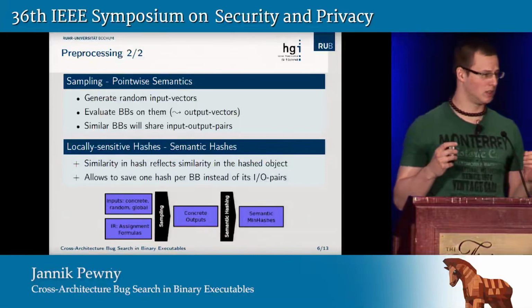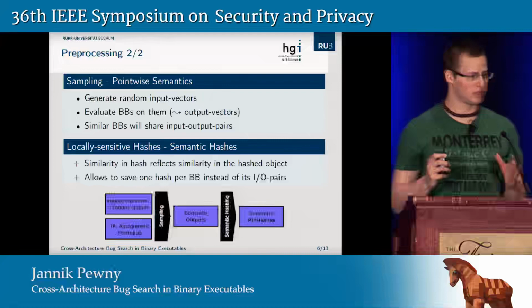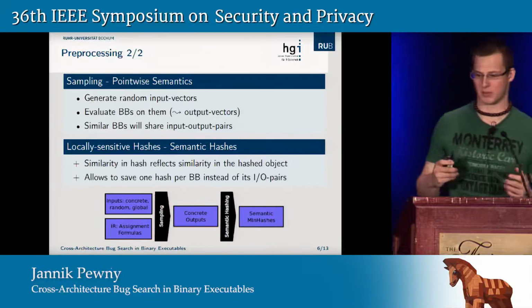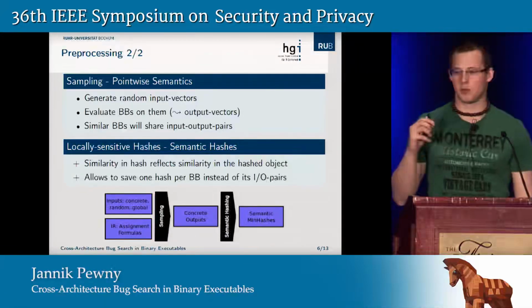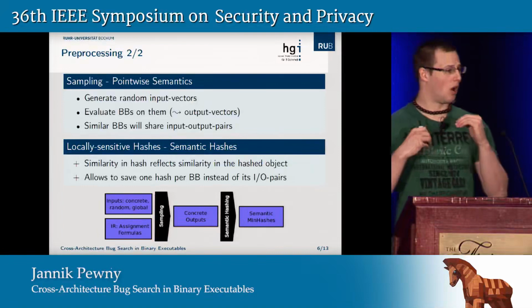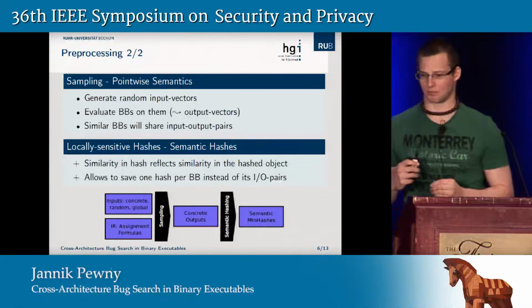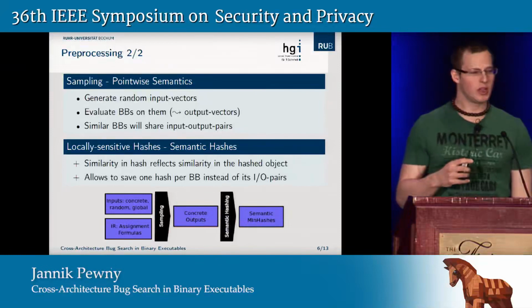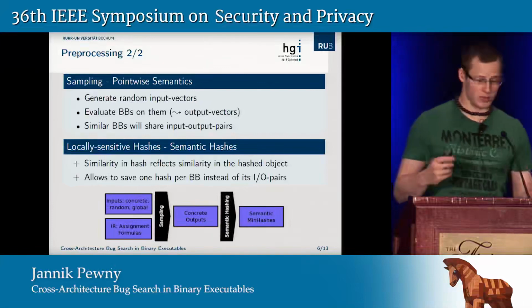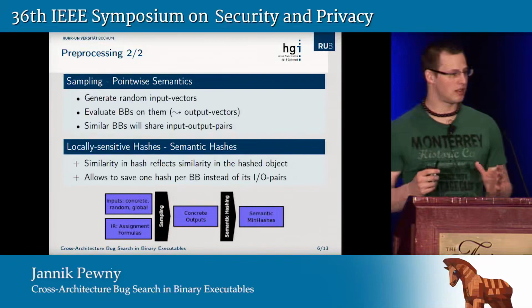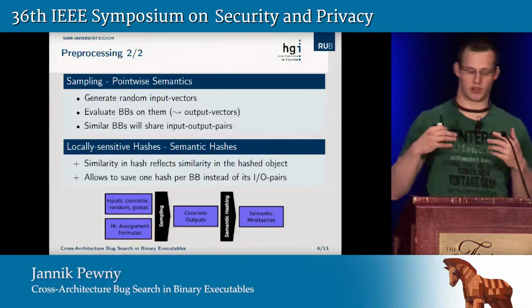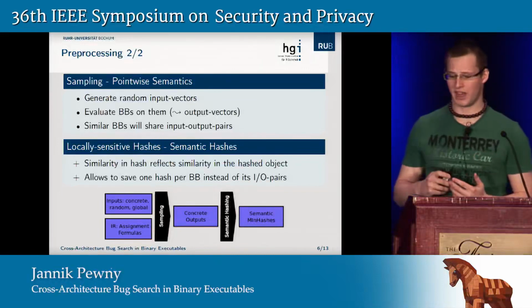What you can usually do is use some unifying approach, which will tell you if they are equal or not. But that is really not what we want. We want some kind of scaling, gradual similarity measurement. So what we did was we sampled, which means that we generate a random input vector, execute the basic block on that input vector, which gives us an output vector. We do that for a lot of inputs, and that really gives us some kind of point-wise semantics of this basic block. The reason why we do that is that similar basic blocks are expected to share these input-output pairs, and the more they share, the more similar they are.